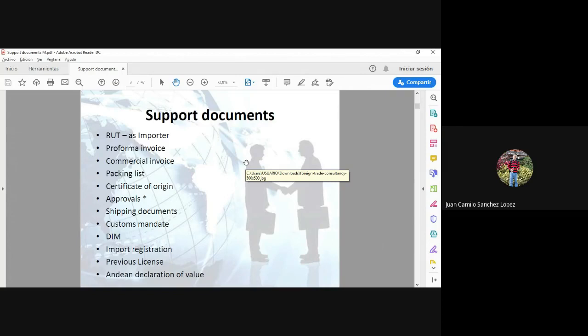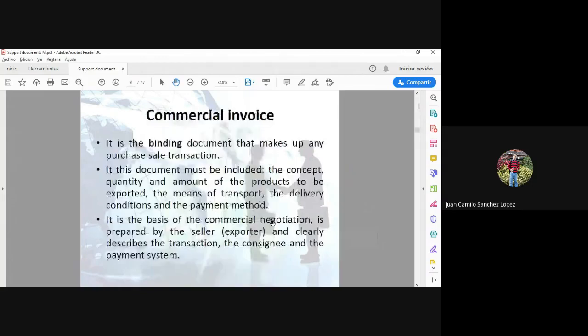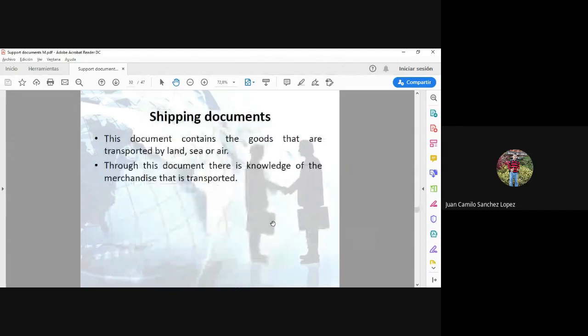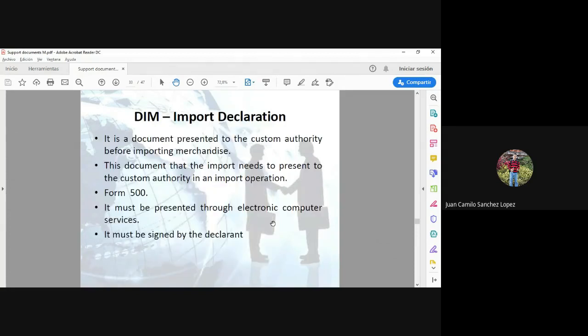So I'm going to focus only on the documents that are mandatory for importing. So for importing, what documents do you need? All this information is the same information that you got in the other presentation. So for importing, first of all, you need to get the import declaration. In Spanish it would be Declaración de Importación. This is the opposite of the export declaration.